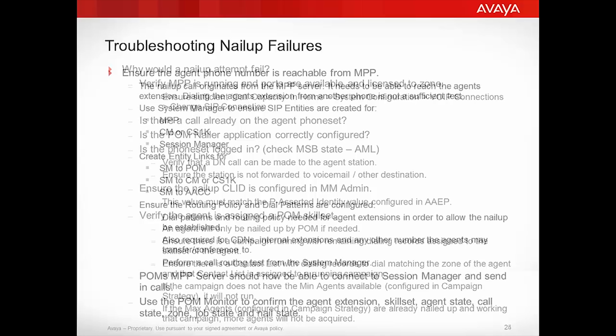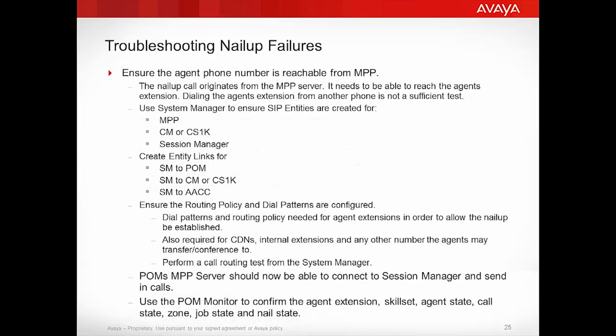We need to make sure that the agent phone number is reachable from MPP. This will probably be the most common cause of failure. The Nailup call originates from the MPP server. It needs to be able to reach the agent's extension. Dialing the agent's extension from another phone is not a sufficient test here.